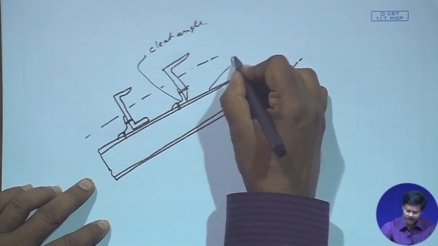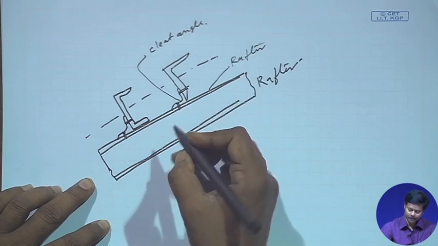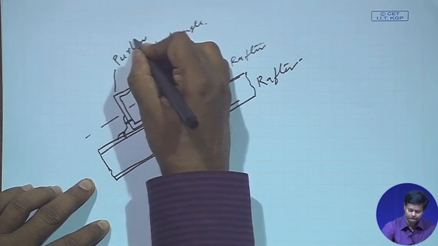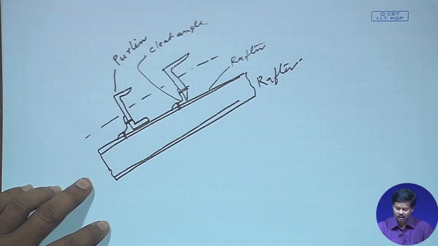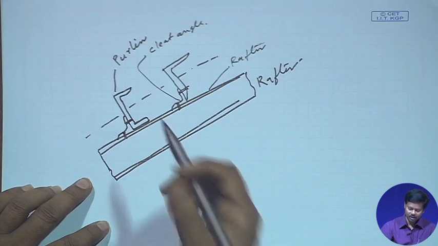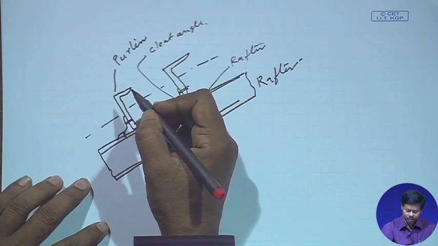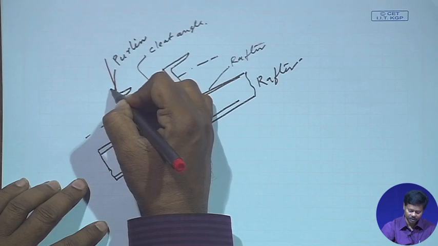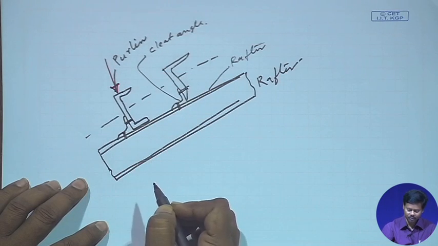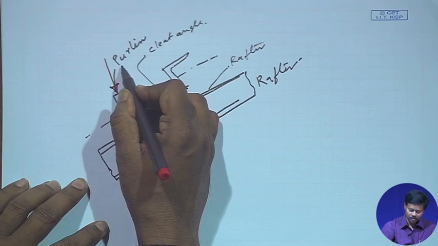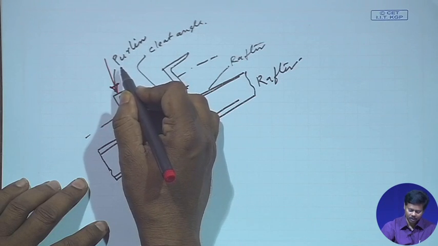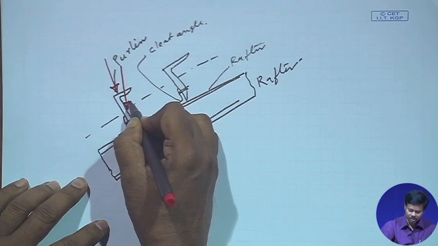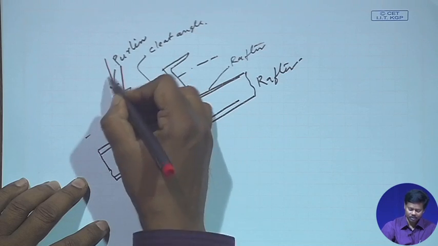This is the rafter, this is the purlin, and the load will be coming. One is the wind load on the roof. We assume that the wind load acts normal to the roof, and the gravity load due to self weight and snow load or other loads acts vertically downward, right. So, this is one load and another load is this.